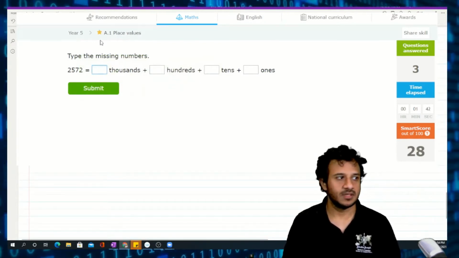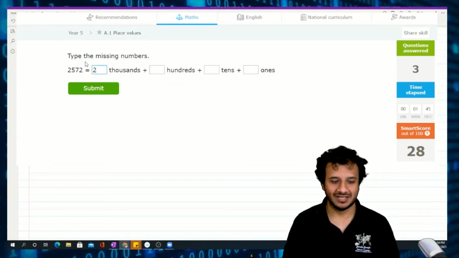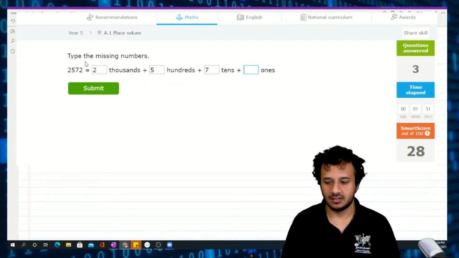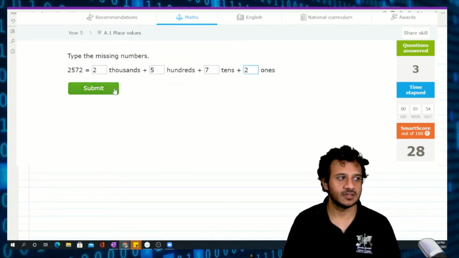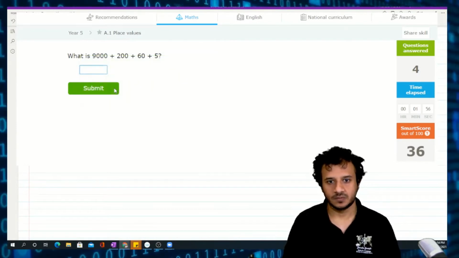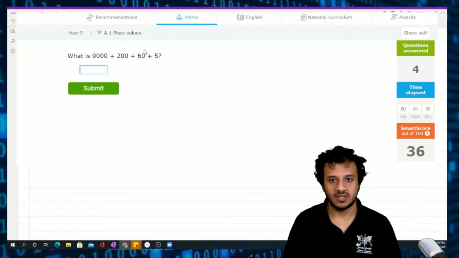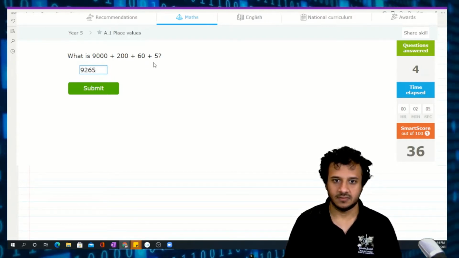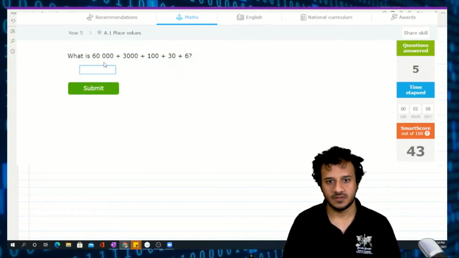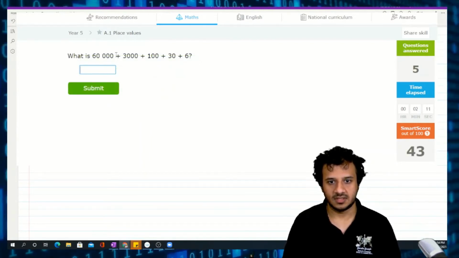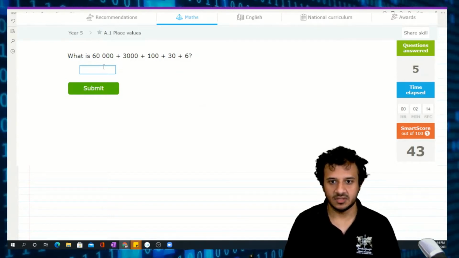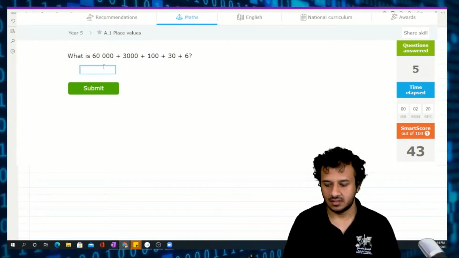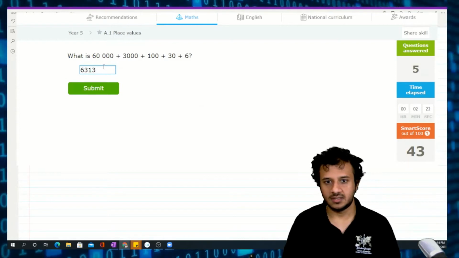Here it is easy. What is it saying? 2,000. So 2,000 has 2 thousands. 500, 72. So 2,572. That's how it works. Next one, 9,260 is 926 tens. This one: 60,000 and 3,000 will be 63,000. Plus 100, plus 30 and a 6. 63,136.